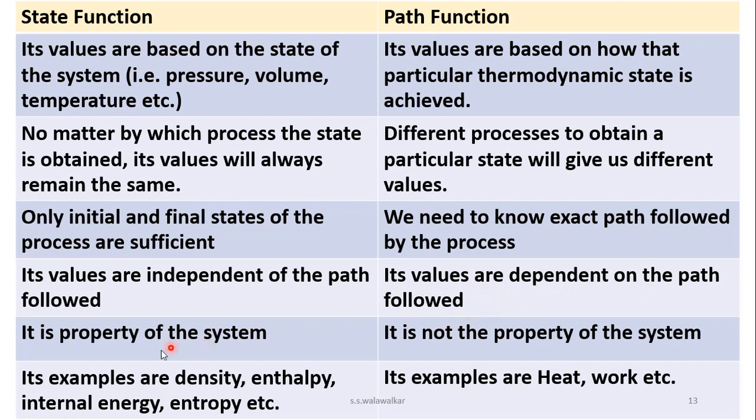Just now we have seen, a state function is a property of the system, whereas a path function is not a property of the system. Examples of state functions are density, enthalpy, internal energy, entropy, and examples of path functions are heat and work.